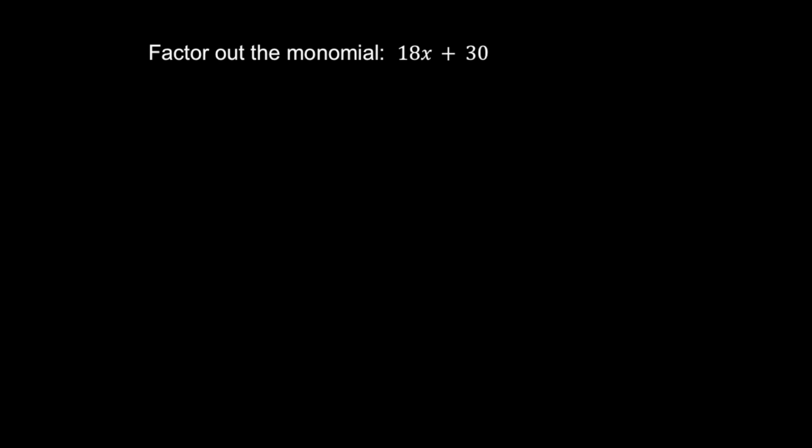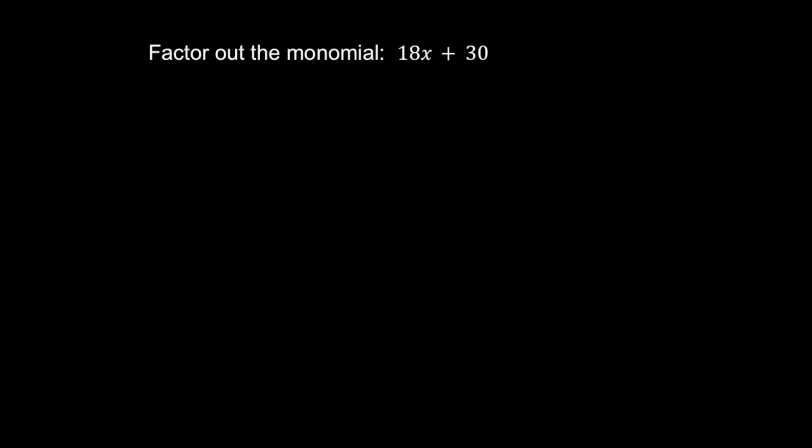Okay, in this example, we're going to be factoring out the monomial of 18x plus 30. Now, in order to do this, we need to figure out what the greatest common monomial is. And to do that, we're going to look for three different things. The first thing we're going to look for is the greatest number that goes into all the terms.